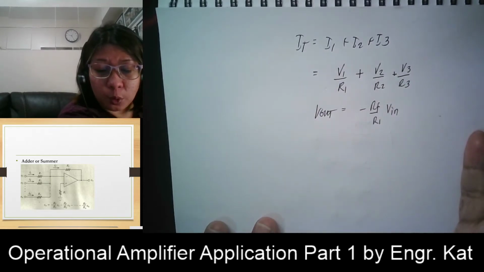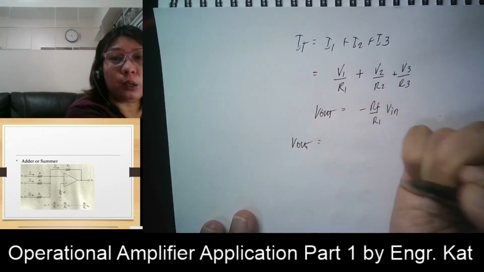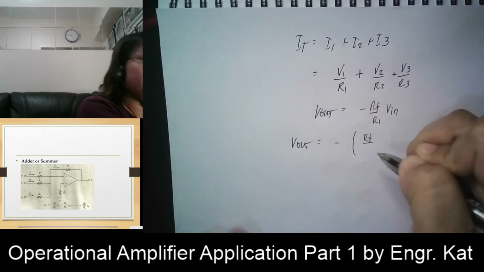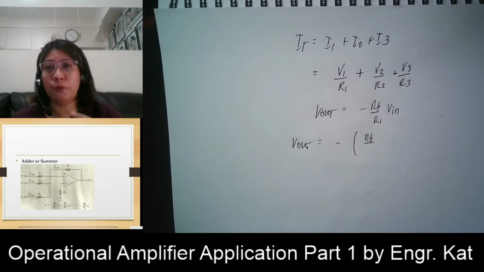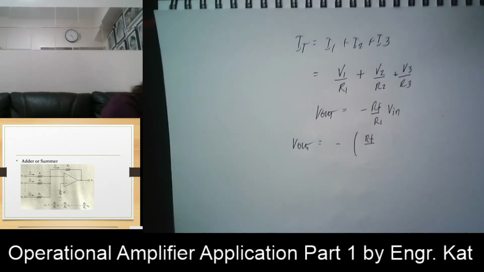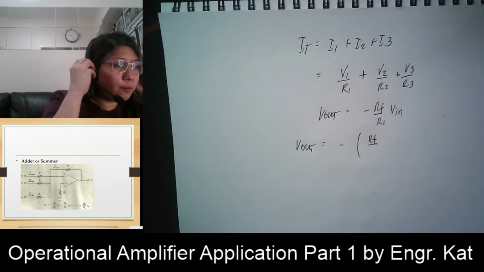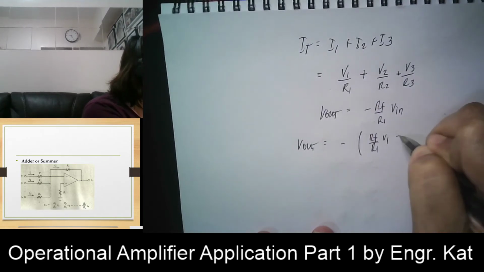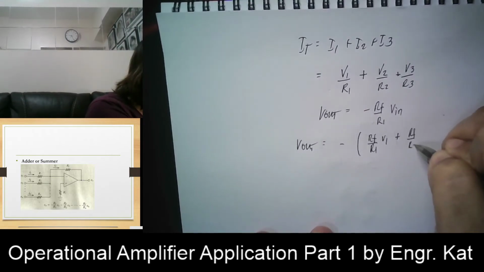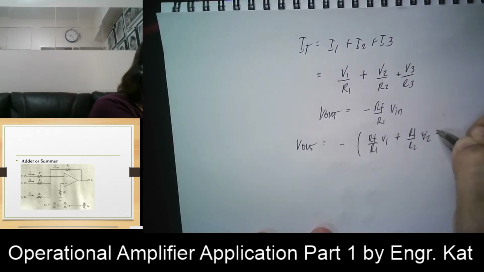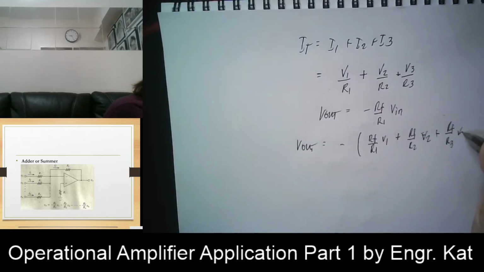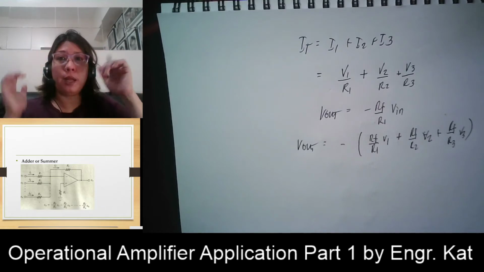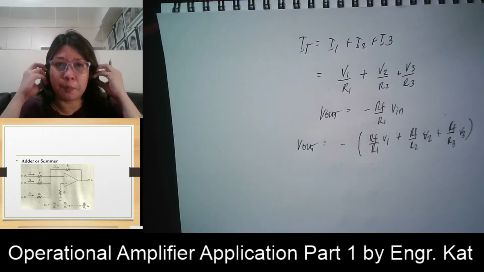So if we combine them, we can have your total output voltage, which is equivalent to minus, and that is your RF, since RF, the feedback resistance, is common to all of your inputs. So your total is RF all over R1 multiplied by your input V1, plus RF all over R2 multiplied by your V2, plus RF all over R3 multiplied by V3 here. Okay, so that is depending on the value of your R1, but you have the same RF.